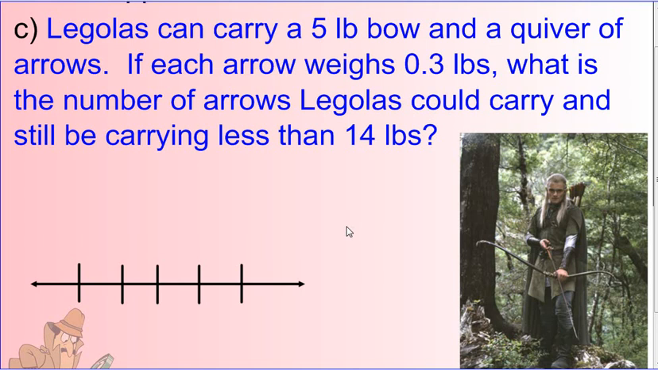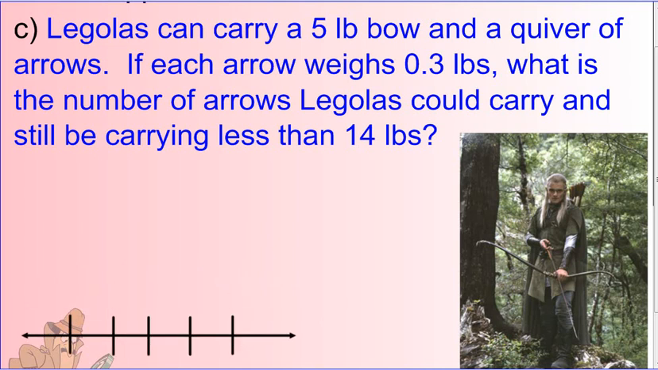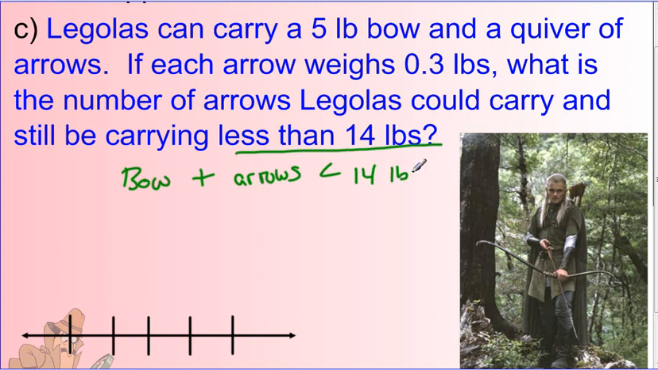Okay, so hopefully you did, and let's do it together. It says here, in fact, I'll change to green for Legolas. Legolas can carry a 5-pound bow. Okay, so he can carry his bow plus his quiver of arrows. And I remember reading through, we want all this stuff to be less than 14 pounds. So bow plus arrows, he wants to be less than 14 pounds. Because, I mean, he's light and he runs and he jumps and he doesn't want to carry a whole ton of weight. So his bow plus his arrows, he wants to be less than 14 pounds.